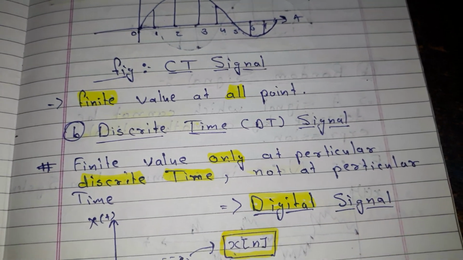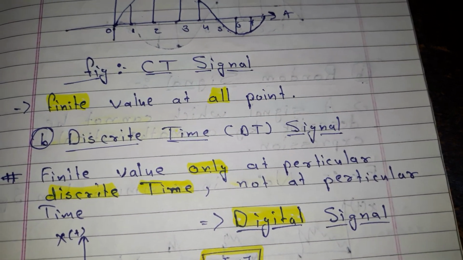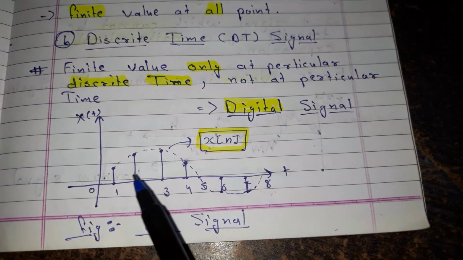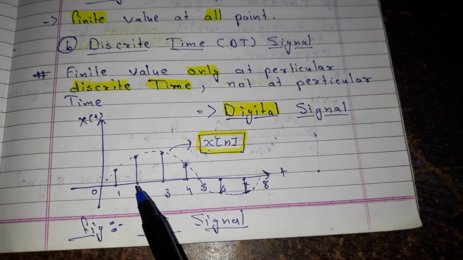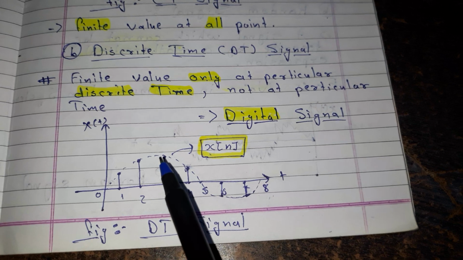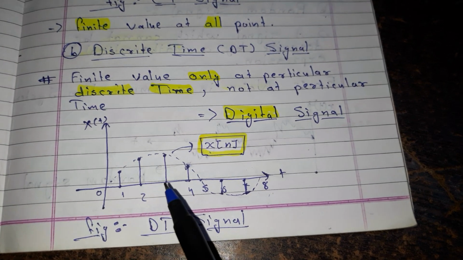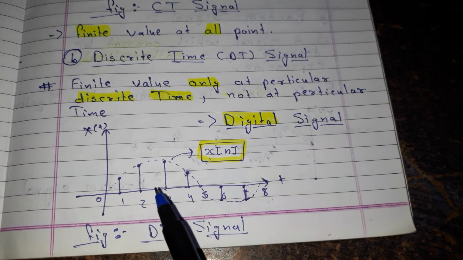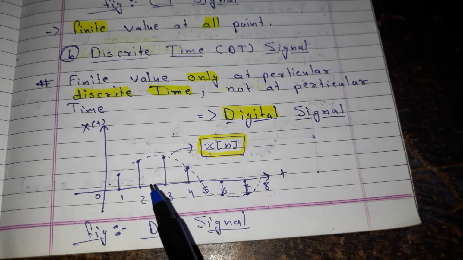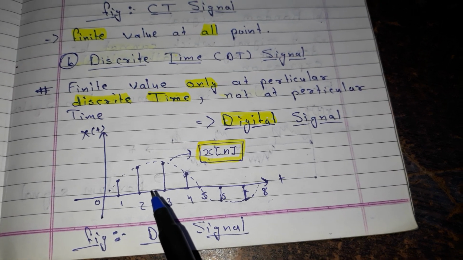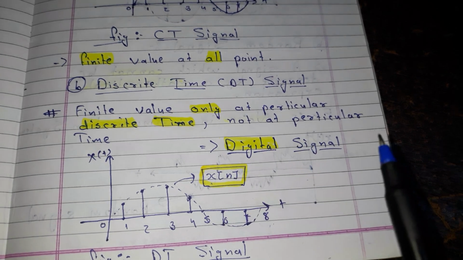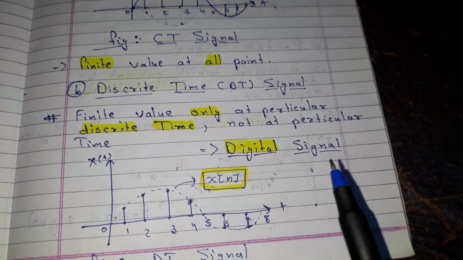So what is a discrete time signal? A discrete time signal is only available at particular times. At this particular time there is some value here and at this particular time there is some value here. Then we cannot find any value between these two values. That's why this is called a discrete time signal. Another word for it is digital signal.